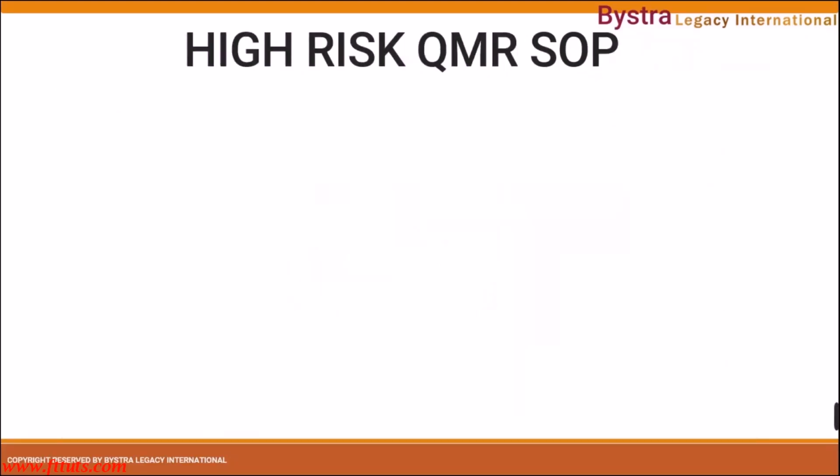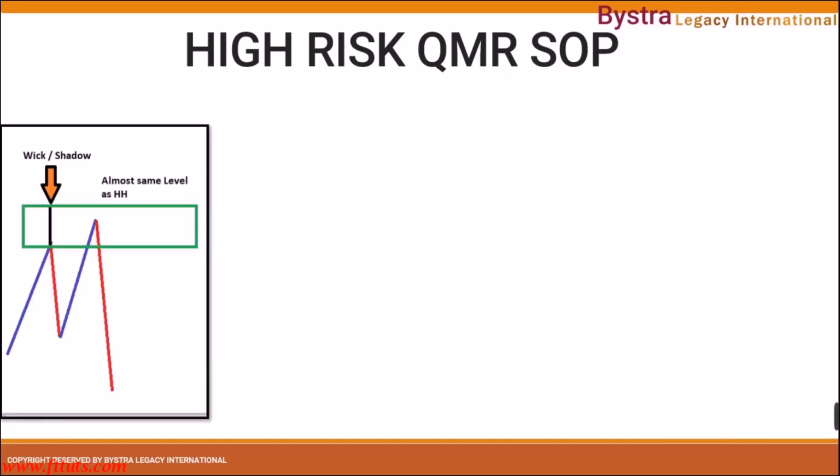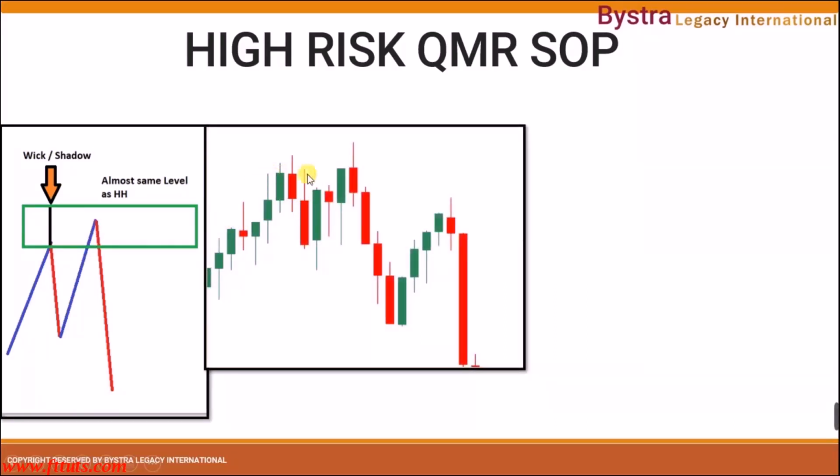Alright, let's look at some of the high risk QMR SOP. So the first one is this. You can see here that the wick or the shadow of the left shoulder is almost the same level as the higher high, or even higher than the higher high. If we look at this sample, this is how it looks like. You see this wick here? We do not want this wick to be above our higher high. It is very high risk.